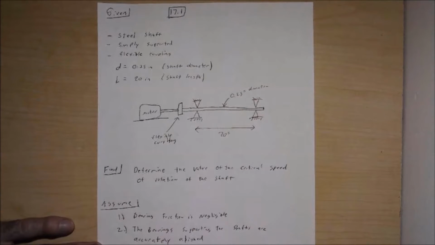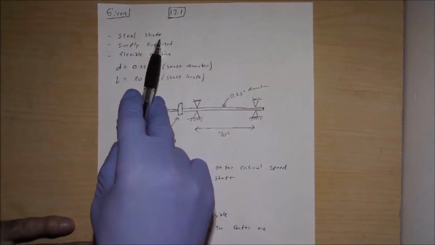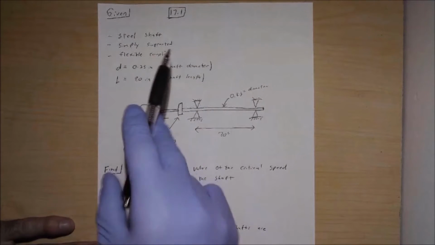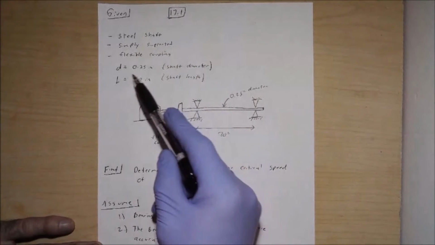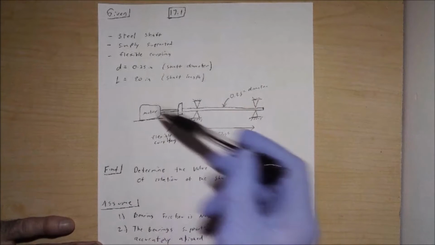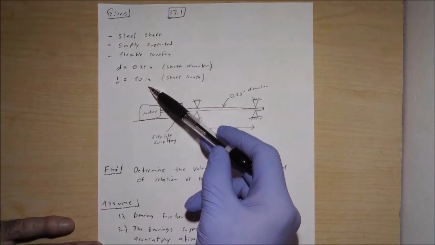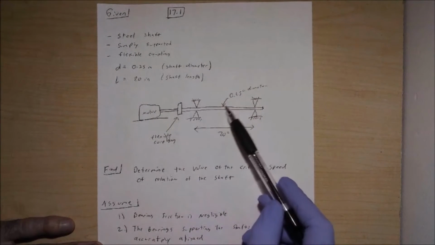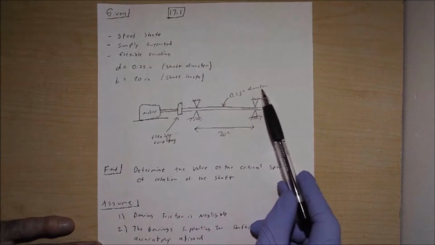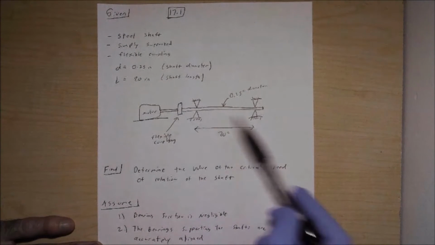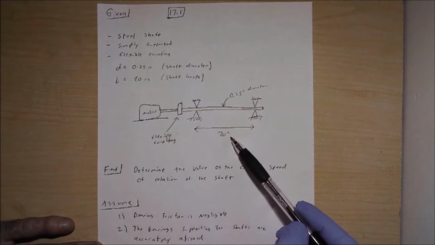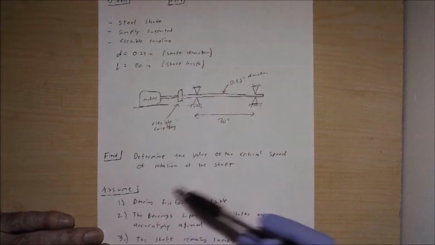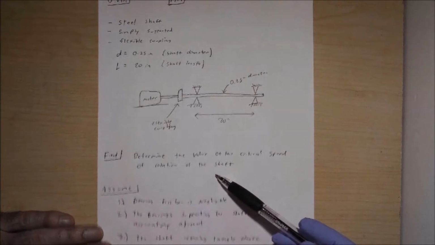So, what do we know? We know it's a steel shaft. We know it's simply supported. They tell us there's a flexible coupling. They also give us the diameter of the shaft, equal to 0.25 inches, and they tell us the shaft length is 20 inches. Here's our given schematic, simplified a little bit. There's our motor, the flexible coupling, and our 0.25 inch diameter shaft. We know the shaft length between the supports is 20 inches, and they're asking us to find the value of the critical speed of rotation of the shaft.